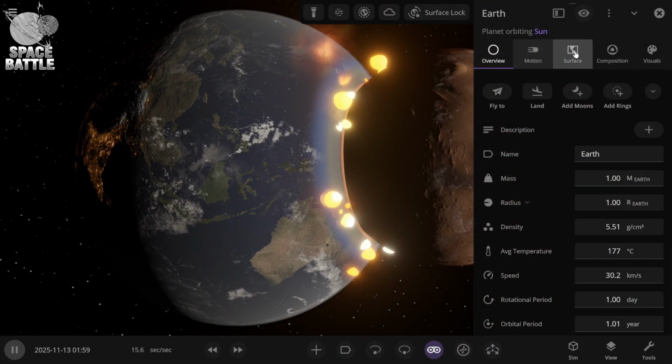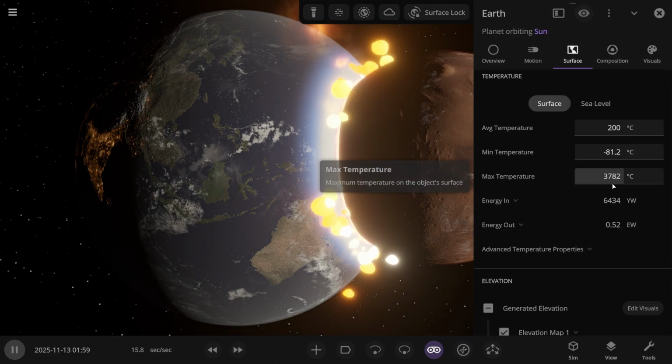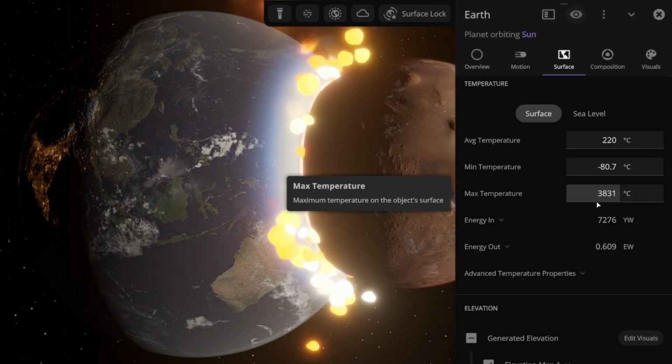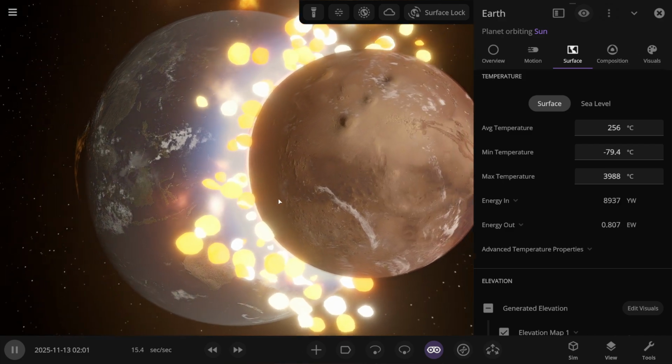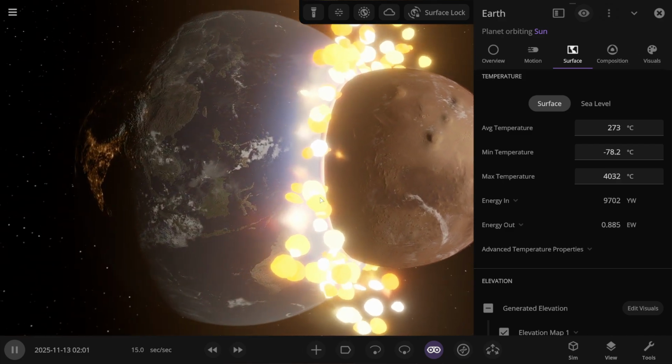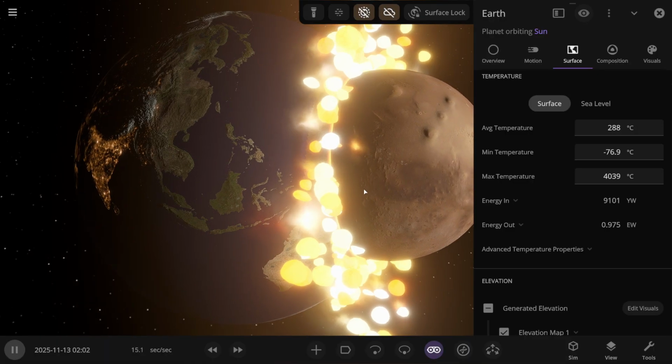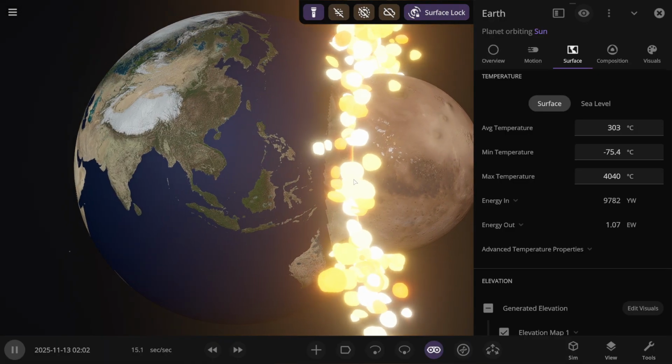Focusing on Earth, let's see what the maximum temperature is at the impact site. It's already reached almost 4000 degrees Celsius. And some incredible things are happening on Earth. Whoa, let me hide the atmosphere and clouds. And let's even zoom in.